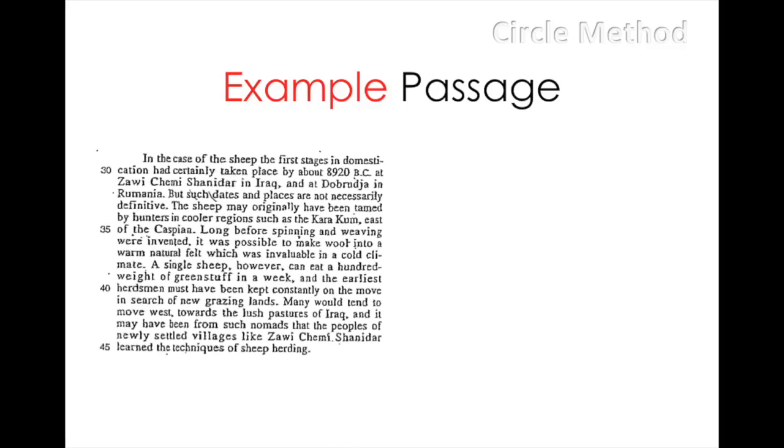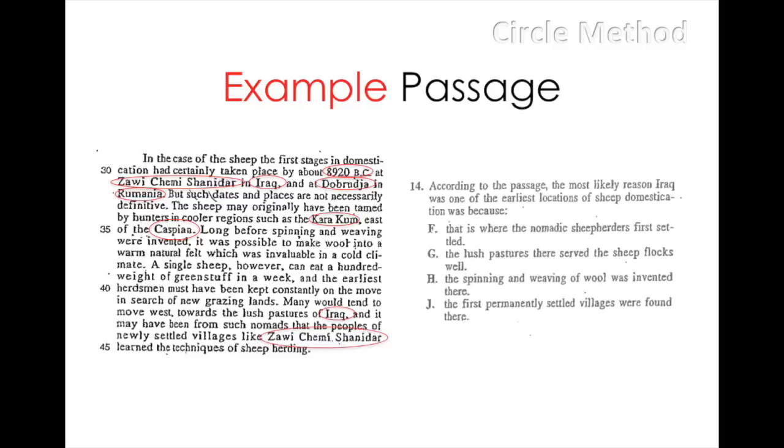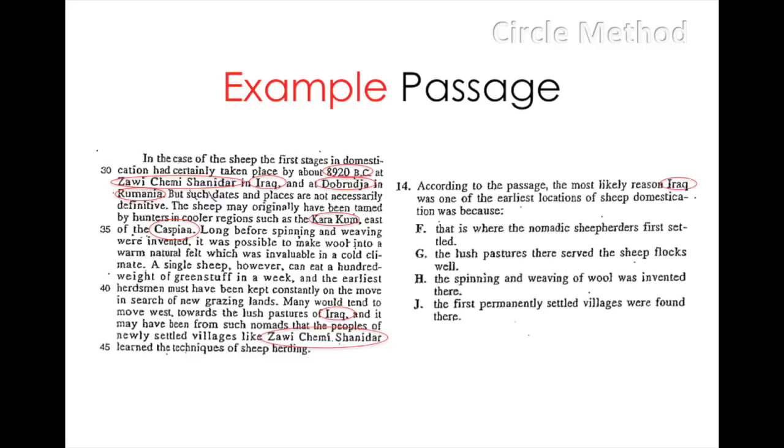Using the circle method, as you skim the passage, you would end up circling the words as shown, such as this date and these places. Turning to the questions, it becomes obvious fairly quickly how circling these words will help. For example, question 14 asks about the significance of Iraq as a location. If the circle method was used correctly, it would take very little time to find where Iraq is mentioned. Then, even just reading that one sentence will lead you to the correct answer.